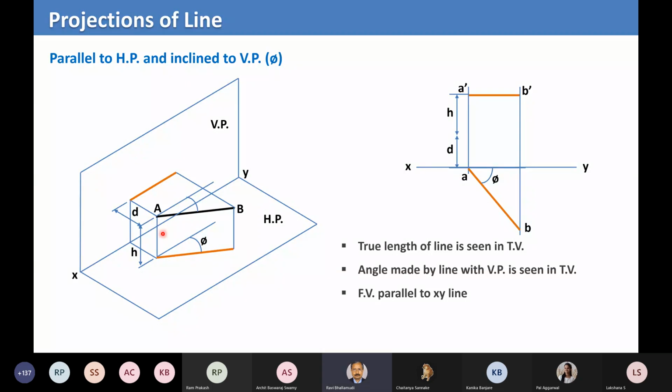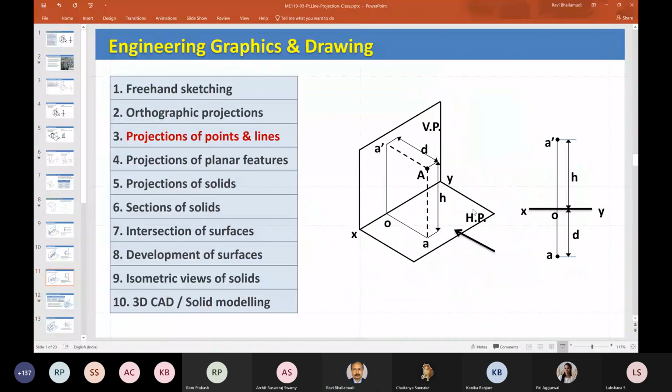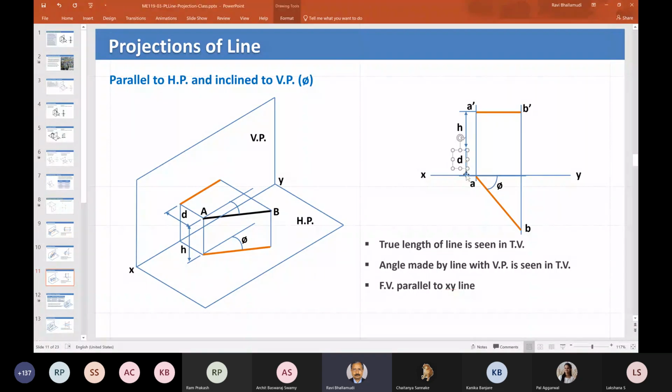If A is touching the vertical, it's not touching the vertical plane. It is a distance of D. Prabhat, what is this here? This D should be on this side, right? Will I correct this? This D should be here, right? Yes, sir. I'm sorry about this.